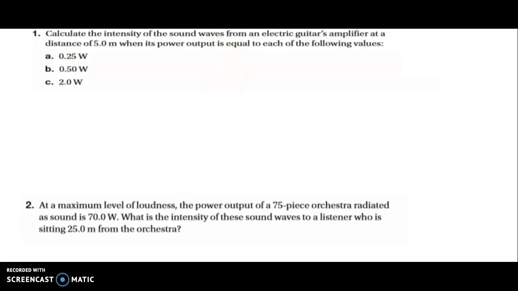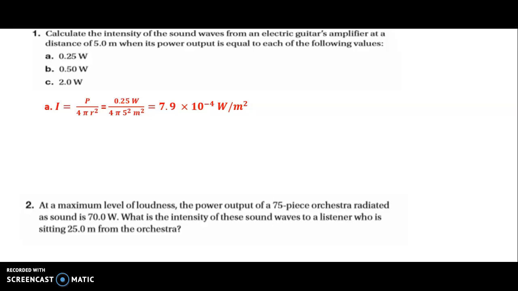Calculate the intensity of sound waves from an electric guitar's amplifier at a distance of 5 meters when its power output is equal to each of the following values. So we can regulate the power of the sound emitted by the guitar's amplifier. If it's set on 0.25 watt, apply the formula, as long as the waves are considered to be spherical waves.